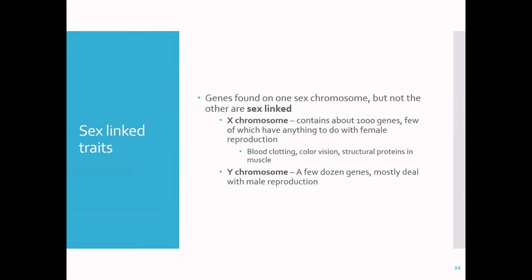Sex-linked traits are found on one sex chromosome but not the other. An X chromosome contains about 1,000 genes, few of which have anything to do with female reproduction. They can govern blood clotting, color vision, structural proteins in muscle, hair. And then you have the Y chromosome, which is only a few dozen genes, and most of them deal with male reproduction.